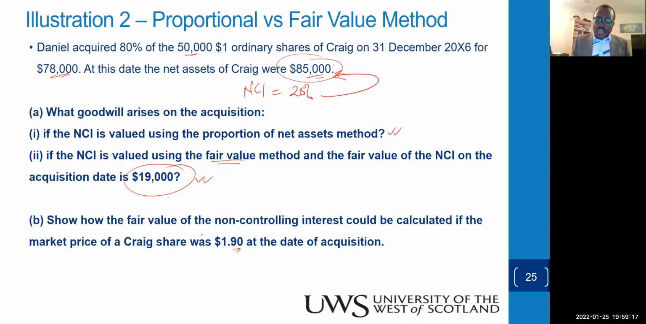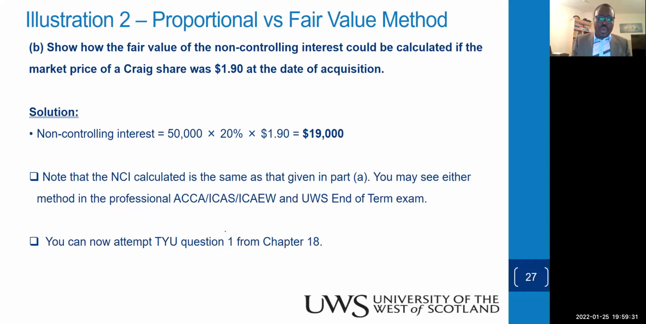They can also ask us to determine the NCI. Nobody will give you the fair value or the proportion. They say determine it based on the current market share price of the subsidiary. That's the scenario here. Remember, we own how many? 20% of the ordinary shares, multiplied at the prevailing market price. That's it, 19,000. So, coincidentally, this gives us the 19,000 as a fair value of the NCI.